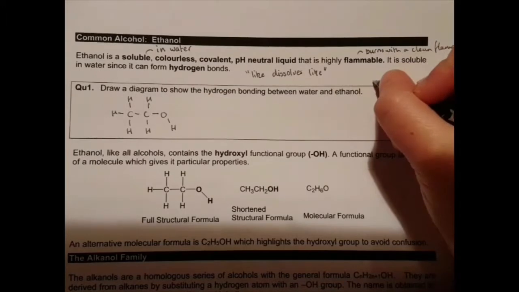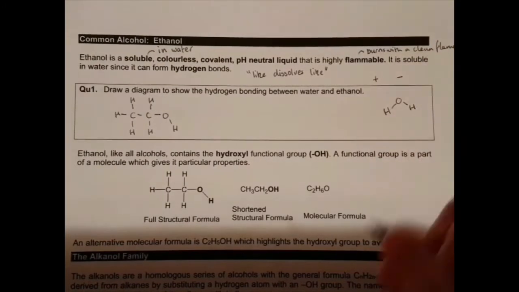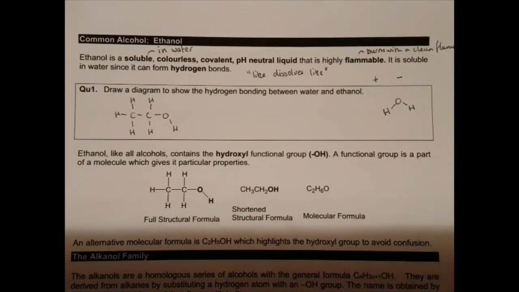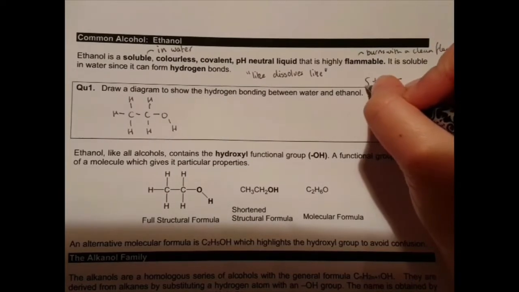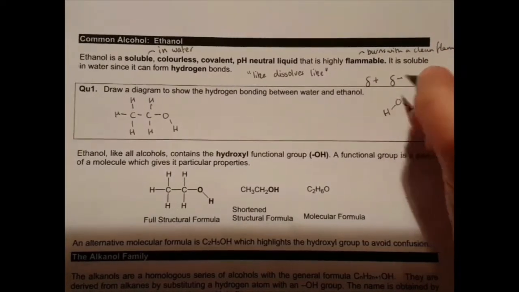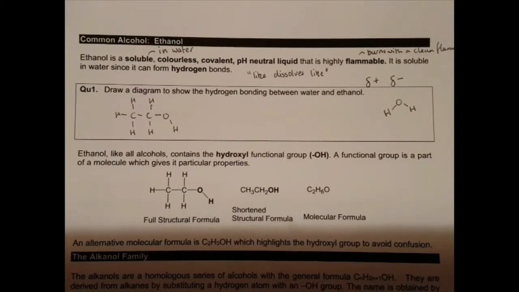Okay, so what we need to remember is that hydrogen bonding is an electrostatic attraction. Electrostatic attractions are always between positive and negative. And when it comes to intermolecular forces, we're looking for what we call delta positive, or slightly positive, and slightly negative parts of a molecule.